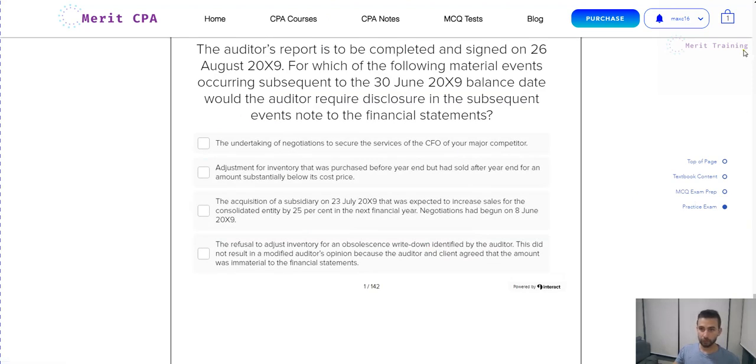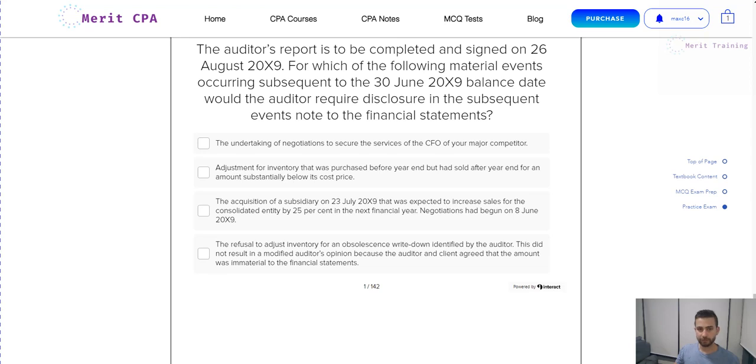So the auditor's report is to be completed and signed on 26th of August 20X9. For which of the following material events occurring subsequent to 30 June 2019 balance date would the auditor require disclosure in the subsequent events note to the financial statements? A. The undertaking of negotiations to secure the services of the CFO of your major competitor.